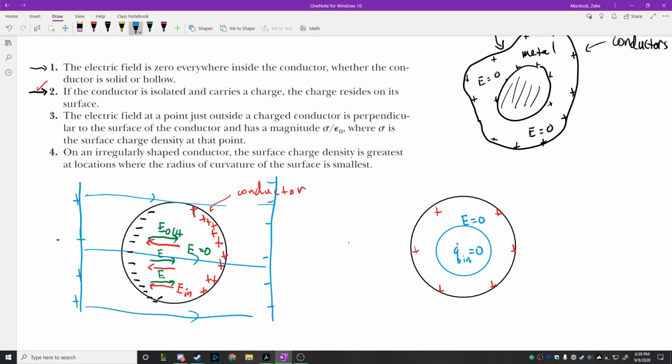But even if there was some electric field that was produced externally, and that's kind of the second half of this, the charges would reorient themselves because it's a conductor, and they can move as much as they want to until the electric field inside was 0.